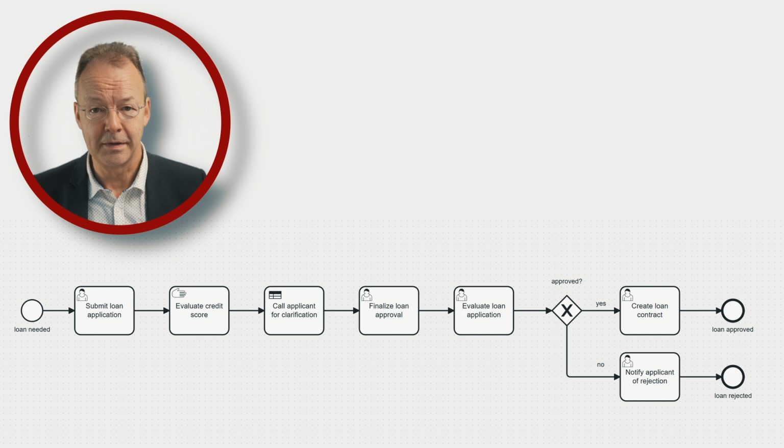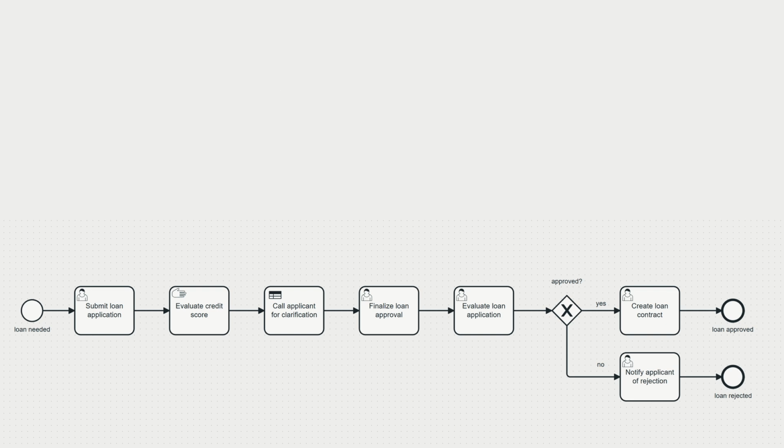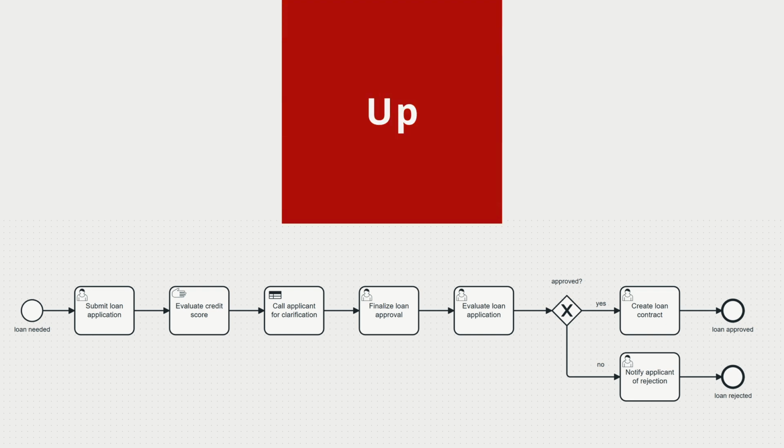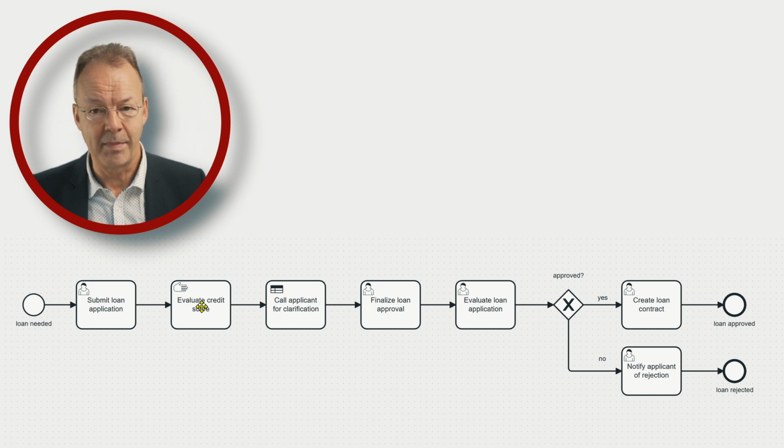This is our sixth model. So this is about task types here. So we start with submit loan application, and then we have evaluate credit score. And typically here we have chosen a manual task, and after that we have a DMN task, decision model and notation. So this is about deciding things automatically according to tables. And call applicant for application definitely is not such a task.